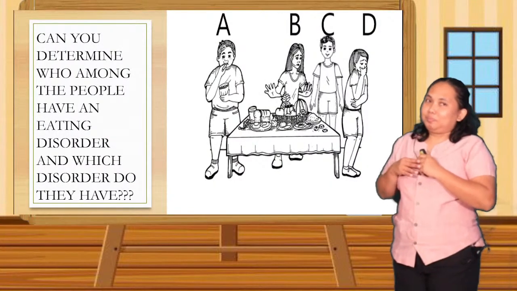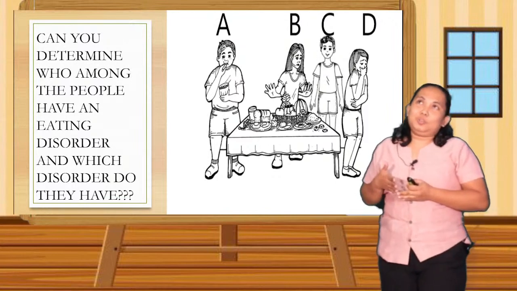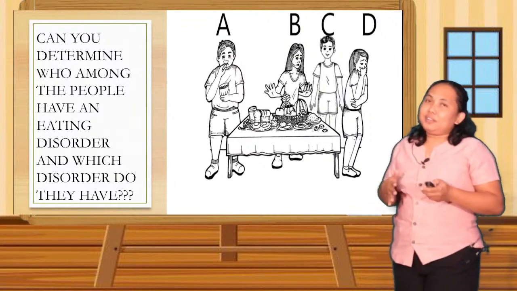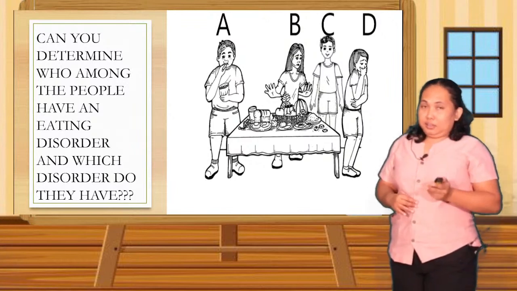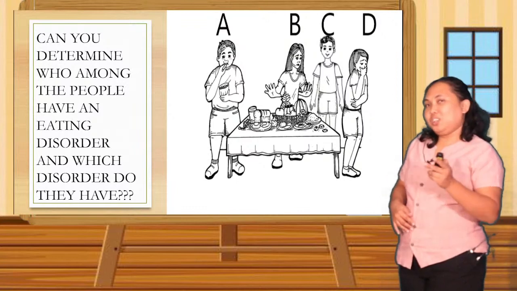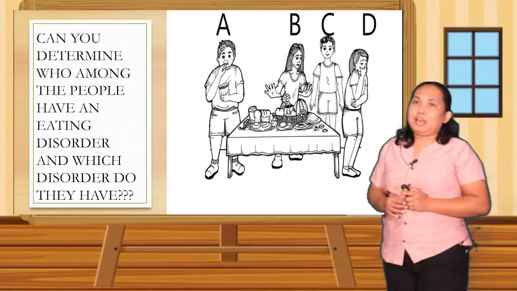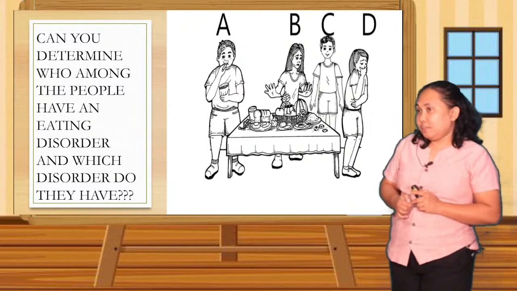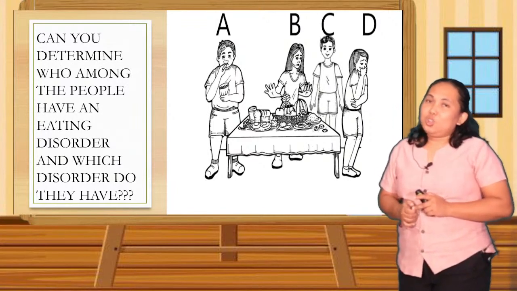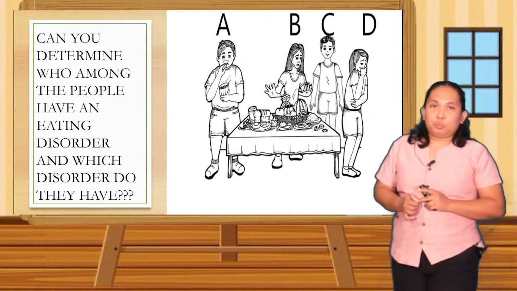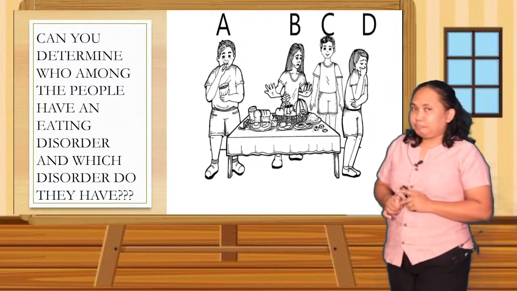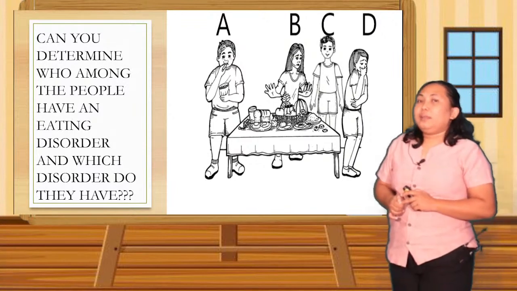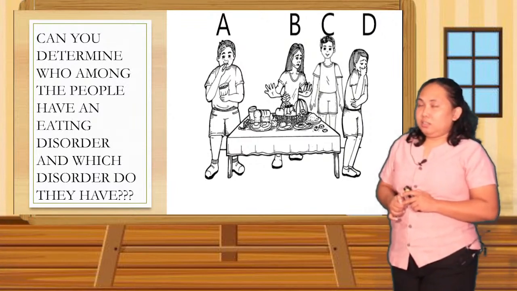Now since we have already tackled them, I hope you already know the different characteristics of a person who has an eating disorder. So can you determine who among the people have an eating disorder and which disorder they have? We have letters A, B, C, and D. On your notebook, write number 1, it is anorexia nervosa. Letter B, bulimia. And number 3, binge eating disorder.